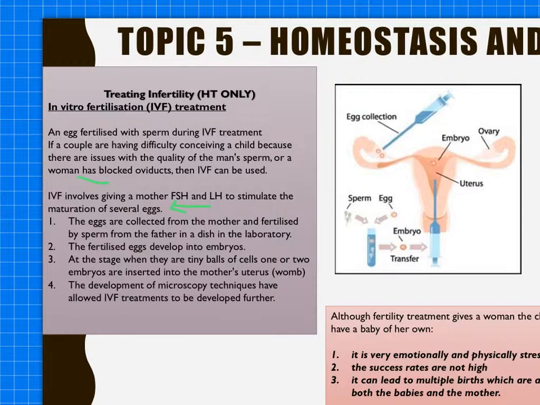So the woman will release several eggs. Now those eggs, let's go to the diagram here, those eggs can be collected, and they're collected from the mother, and they are removed, and then the eggs are added to the father's sperm in a test tube or in a glass petri dish. In vitro is Latin for in glass, so that's related to glass, so that's why it's called in vitro fertilization.